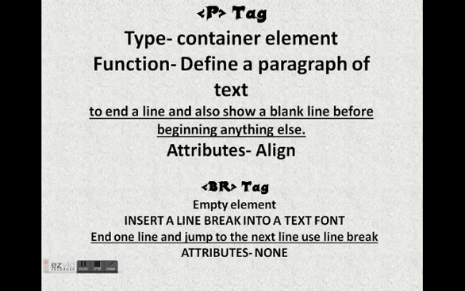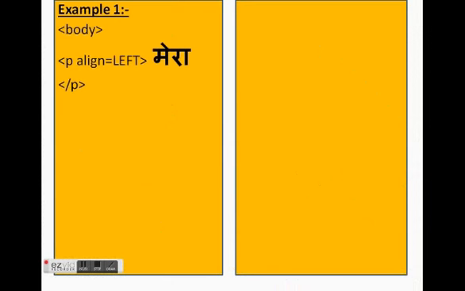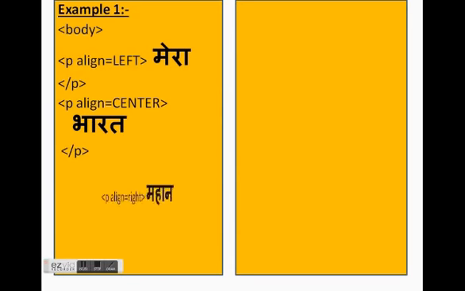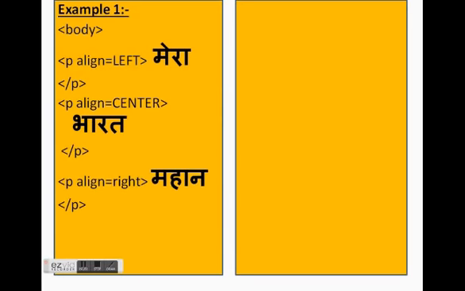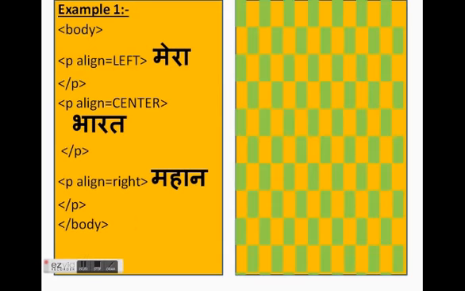So we will be discussing these two tags with example and in detail. So now you will understand paragraph tag and BR tag with example. Example first: body, P align equals to left, Mera, slash P, P align equals to center, Bharat, slash P, P align equals to right, Mahan, slash P, slash body.